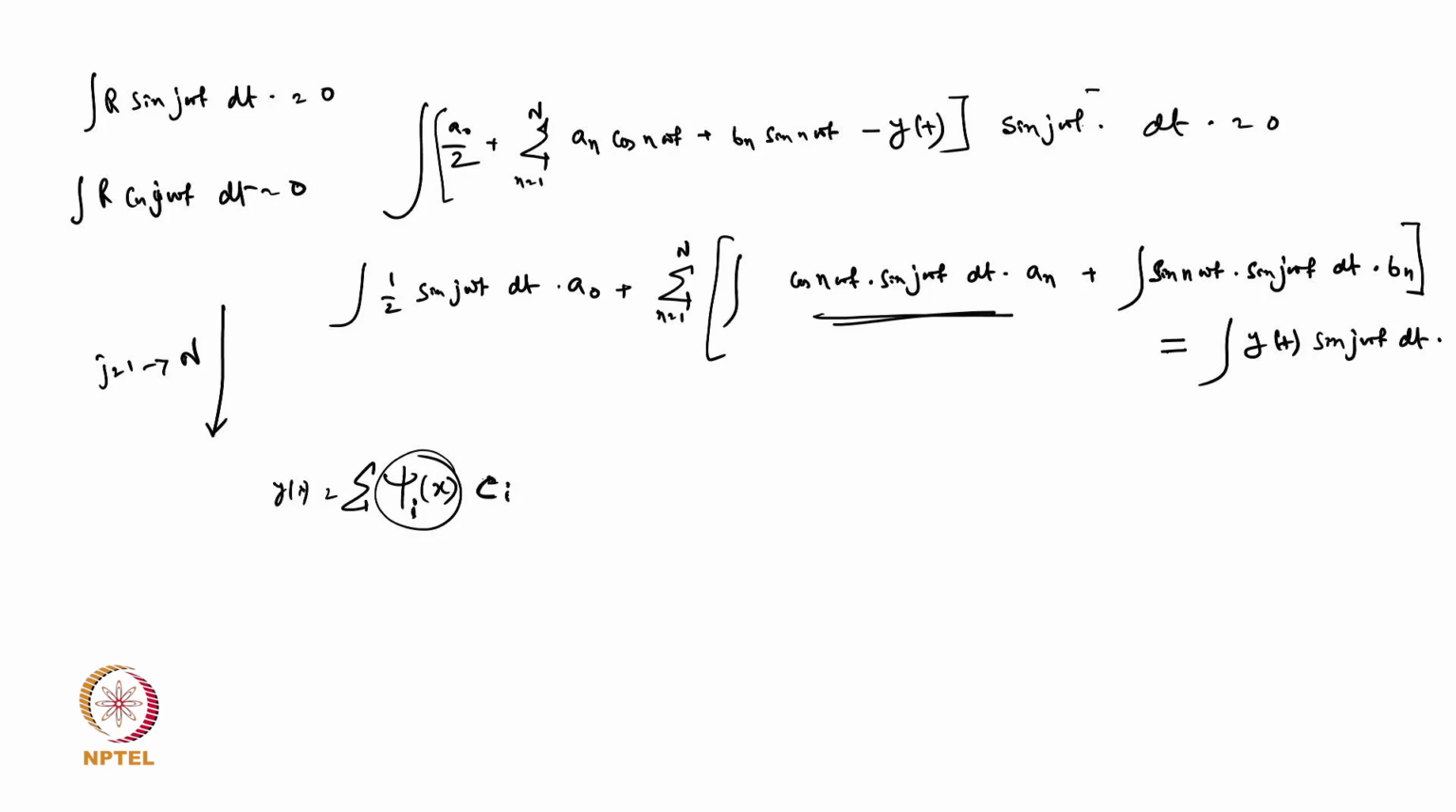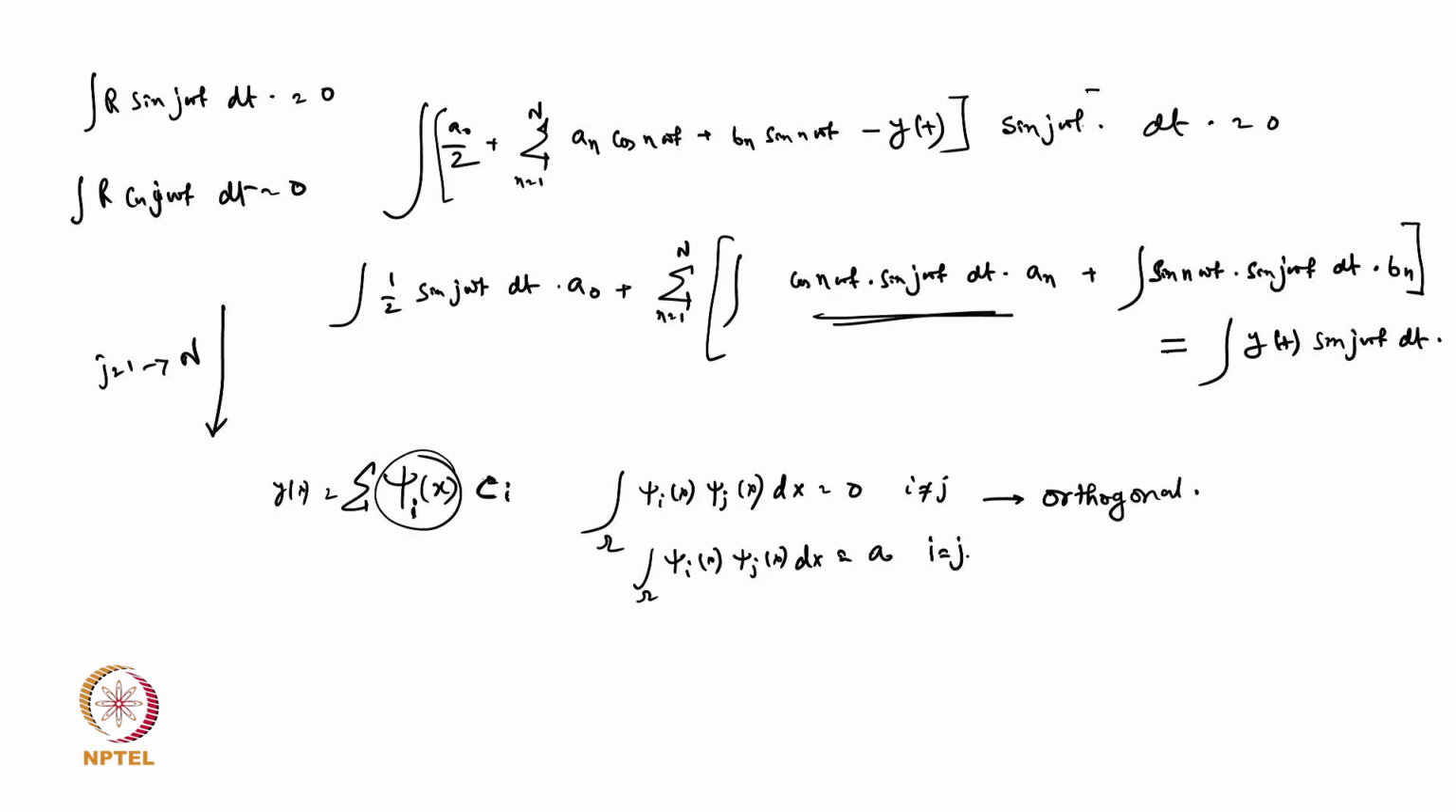So that's a series. And if these functions follow this criterion, that if you do the domain integration, it is zero when i is not equal to j and some value, maybe a, when i equals j, that is an orthogonal series only. And if this also happens, it turns out to be orthonormal.